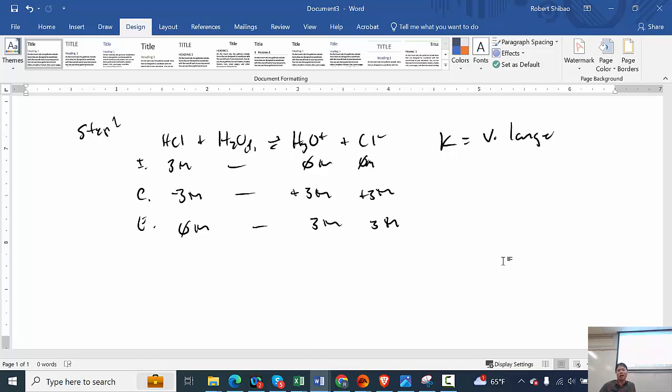Now, if we were to double check our K here, what is our K? K is products. It would be 3 times 3, 9, over reactants, which is 0. And so the K value is 9 over 0, which is going to approach infinity here. And how large is very large? Is very large infinitely large? No. Very large only turns out to be like 10 to the 15, 10 to the 20th, something like that.